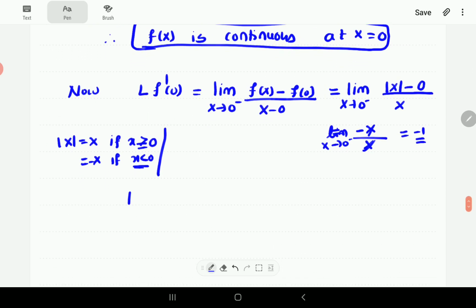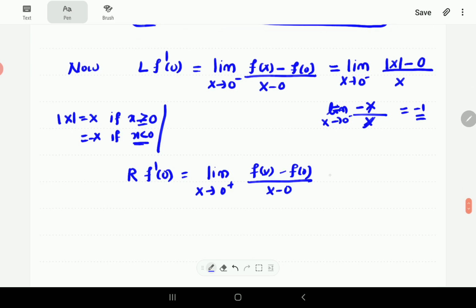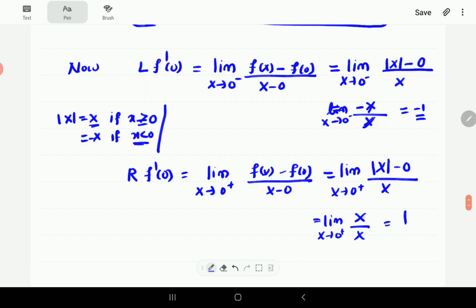And now let us take the right hand derivative. This will be the limit of f of x minus f of 0 divided by x minus 0 as x tends to 0 plus, because it is from the right hand side. This is equal to the limit, where the function is mod x, f of 0 is 0, and x minus 0 is again x, as x tends to 0 plus. As you know, modulus of x is x if x is greater than 0. Since our x is positive from the right hand side, this value is x. So I can write this as x upon x, limit as x tends to 0 plus. This is 1.